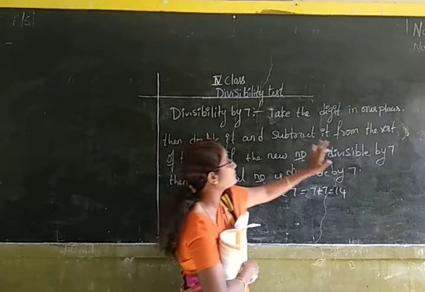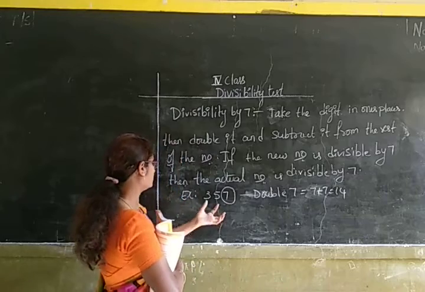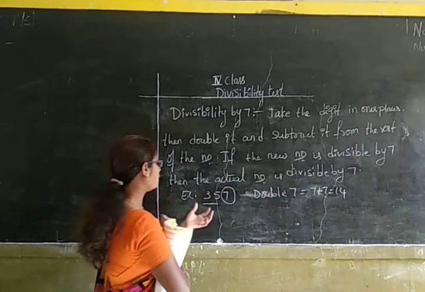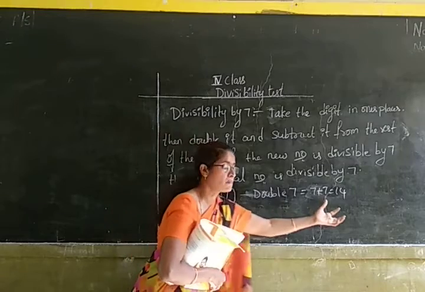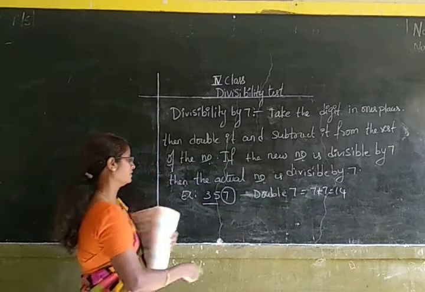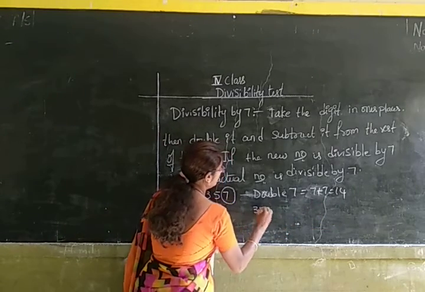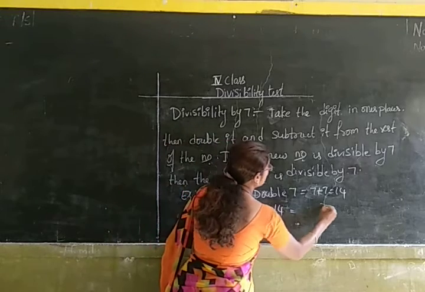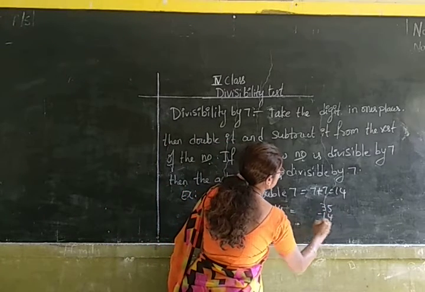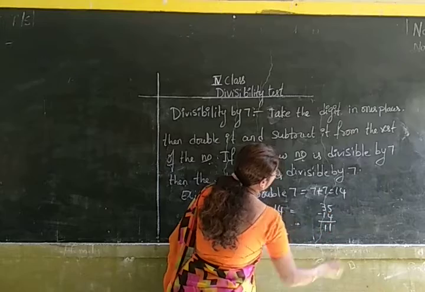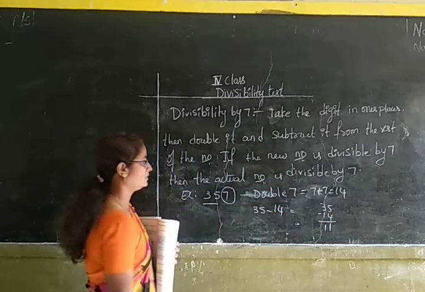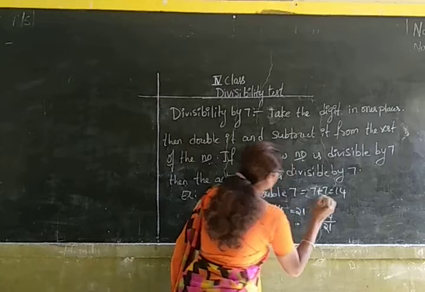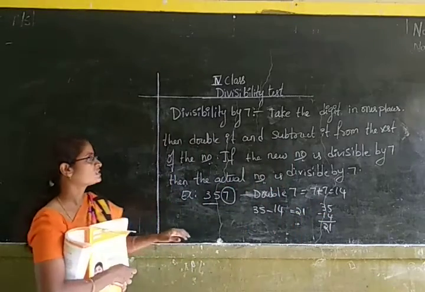And subtract it from the rest of the number. So what is the rest of the number here? The rest of the number here is 35. Now you have to subtract 14 from the rest of the number. Okay children? So 35 minus 14. So 5 minus 4 is 1. 3 minus 1 is 2. So we got 21. Did you understand children?